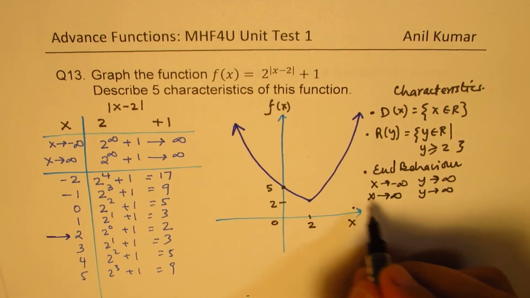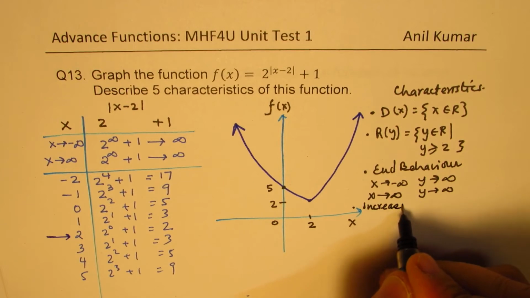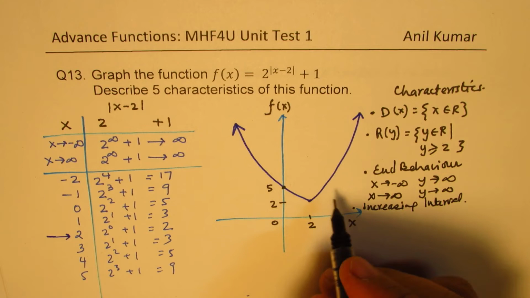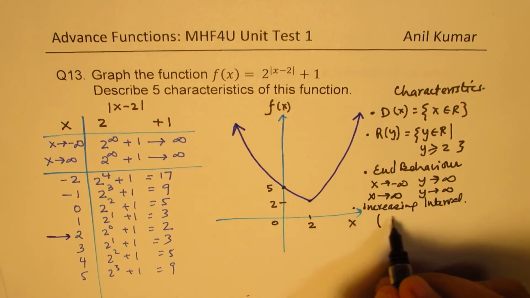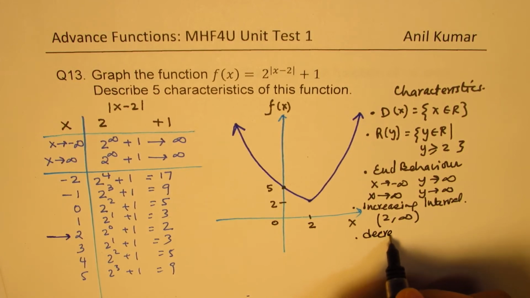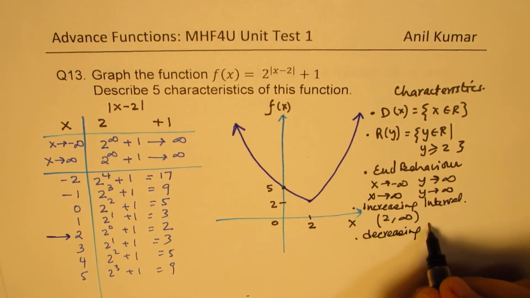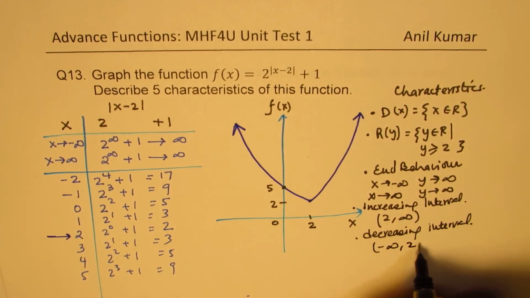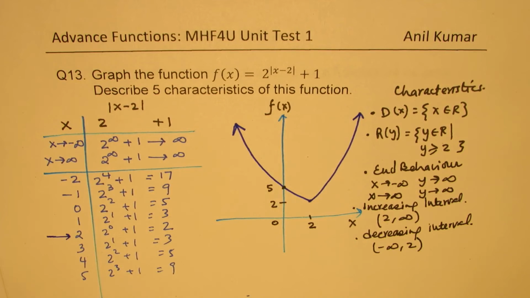Then we could have increasing and decreasing intervals, right? So let's write the increasing interval. So it is increasing from 2 to infinity, correct? And then we can write the decreasing interval. It is decreasing from minus infinity to 2. Okay? So that is how we could write different characteristics for this particular function. Okay? So I hope it makes sense.